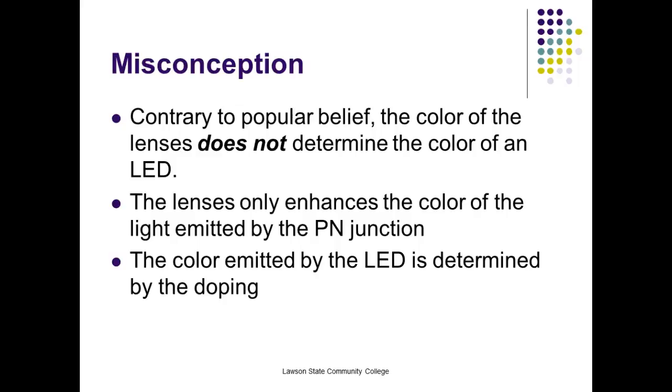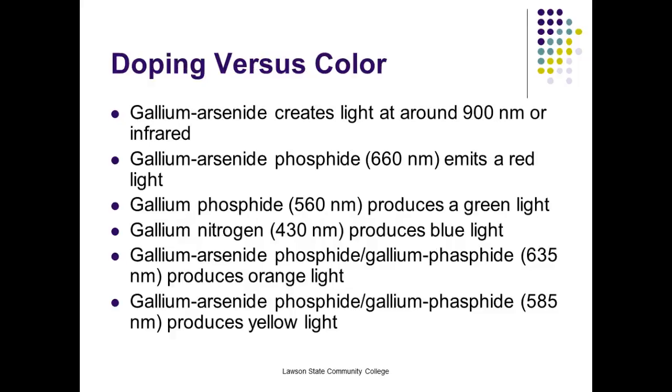Contrary to popular belief, the color of the lens does not determine the color of an LED. The lens only enhances the color of the light emitted by the PN junction. The color emitted by an LED is determined by what we dope the thing with. Also, the lens determines how we distribute the light. We have diffused lights, we have direct light, we have different types of lenses depending on how we want the light coming out of the LED to be distributed.